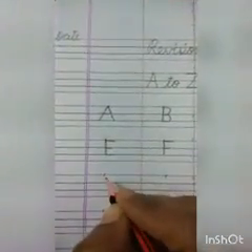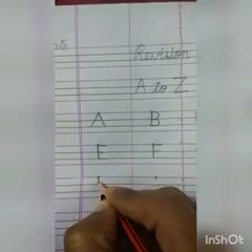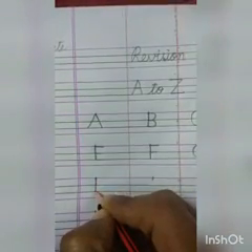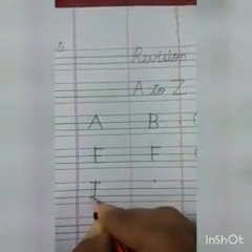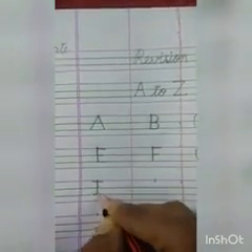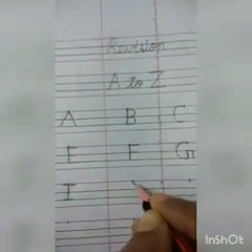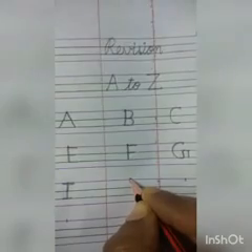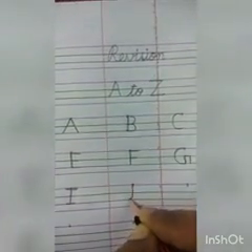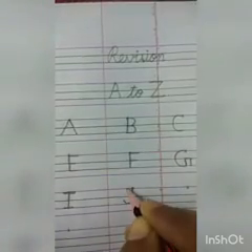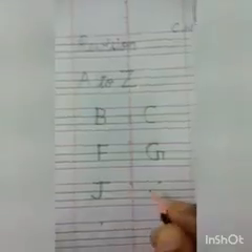Letter H. Then how to write letter I? With the help of standing line, it will start from the pink line and two sleeping line. This is letter I. Okay. And after that, which letter will come? Letter J. With the help of standing line and make a hook and one sleeping line. Okay. This is letter J.